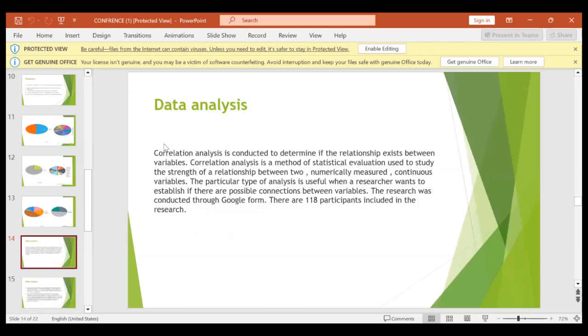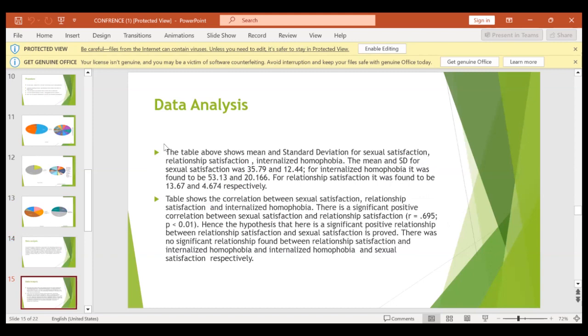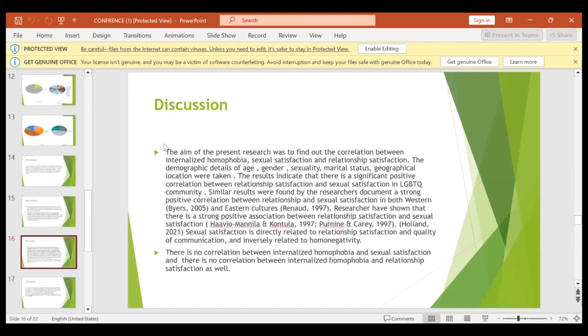Data was analyzed through the correlation method, including the 118 participants. It shows that there was a relationship between relationship satisfaction and sexual satisfaction in the LGBTQ community, but there was no correlation between internalized homophobia and sexual satisfaction, and not even between internalized homophobia and relationship satisfaction in the LGBTQ community.